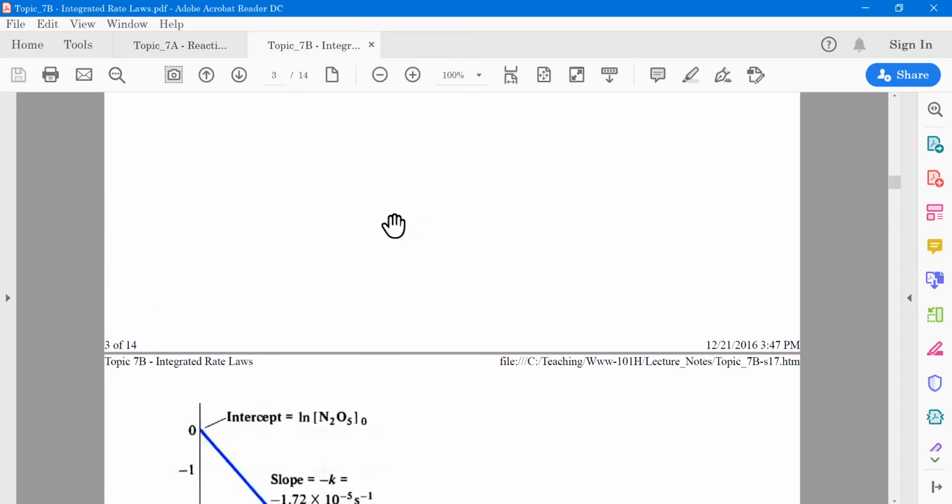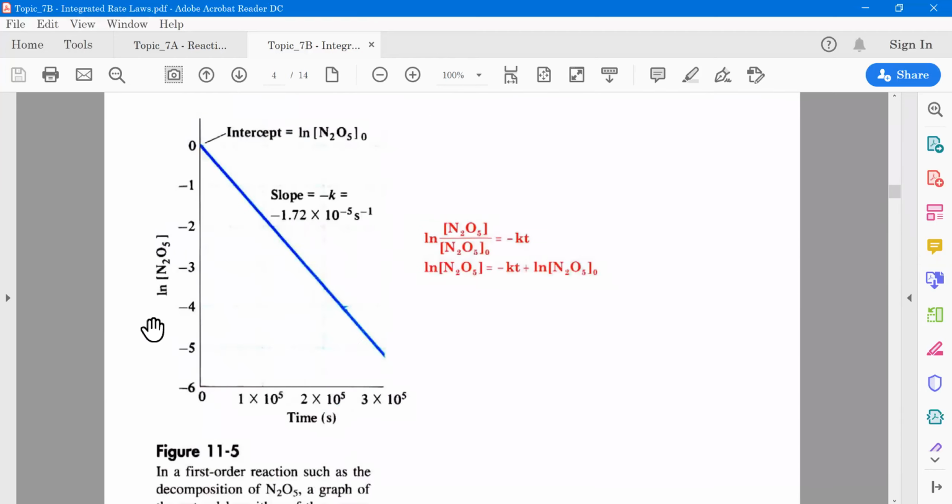Now, if we make the plot that we just talked about before, by plotting the log of the N2O5 concentration versus time, we indeed see a straight line which has the slope of minus k, which is minus 1.72 times 10 to the minus 5 reciprocal seconds. And so that means that k is 1.72 times 10 to the minus 5 reciprocal seconds. This is the plotted expression, the log of N2O5 versus t, and the intercept is the initial concentration of N2O5 for this particular experiment.